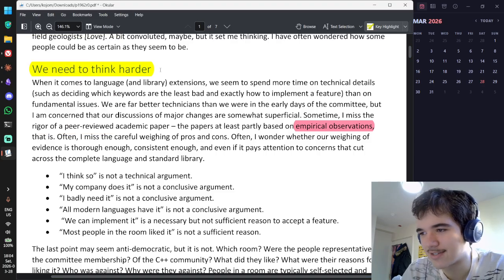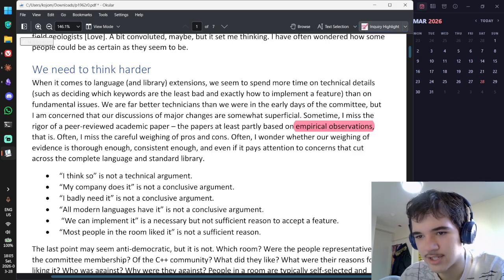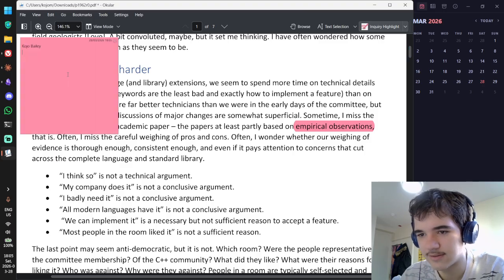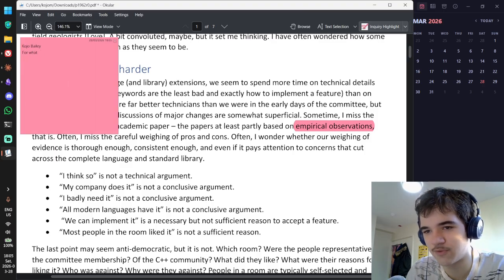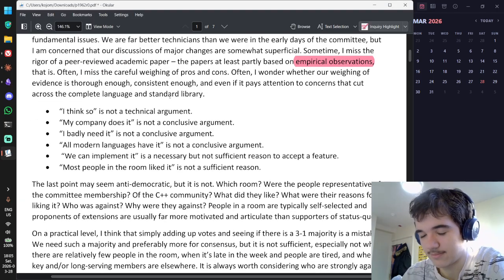So actually, in that case, I might just change this. So let's Control Z to try to remove the text selection, the highlight, I mean. Okay, whatever. So we need to think harder. Yeah. For what goal? For what purpose? Why is it an imperative need? Okay. I think so.